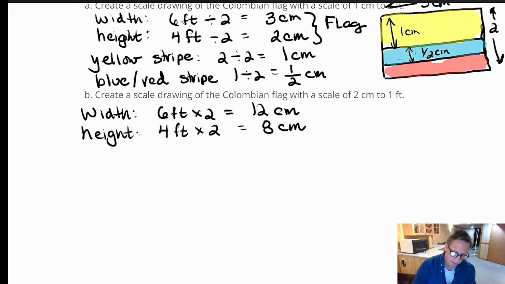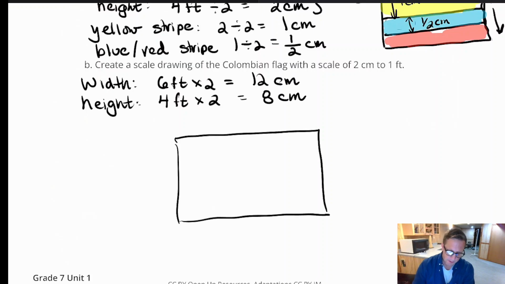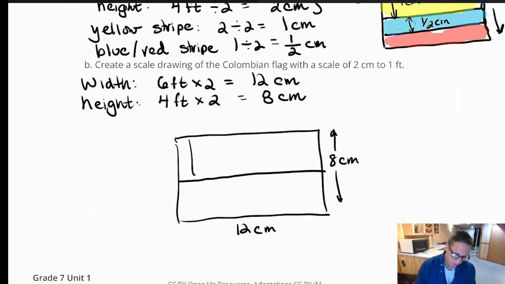All right, now my picture is not going to be perfect, but I'm just going to draw and label what everything should be. This is 12 centimeters right here. This is 8 centimeters right here. Okay, this right here is 4 centimeters. And then both of these other stripes are 2 each.